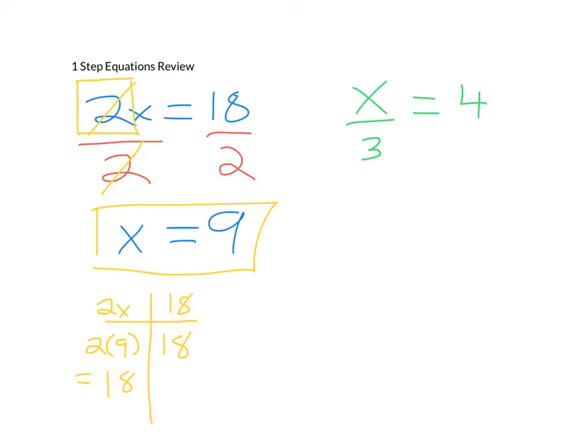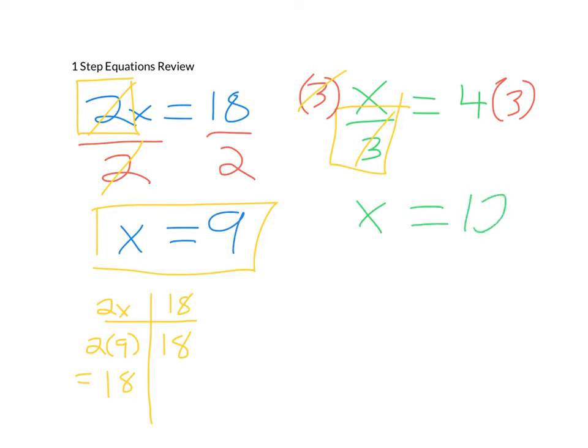In our last one-step review question, we are dividing by 3. The opposite operation to dividing is multiplying, so we're going to multiply by 3, and we're going to multiply by 3. Remember that the brackets around the number means multiplying. 3 divided by 3 will cancel out, and that will leave us with just x. On the other side, we'll do 4 times 3 to get 12. So that would be our final answer.